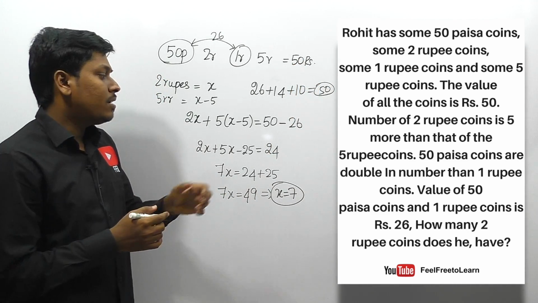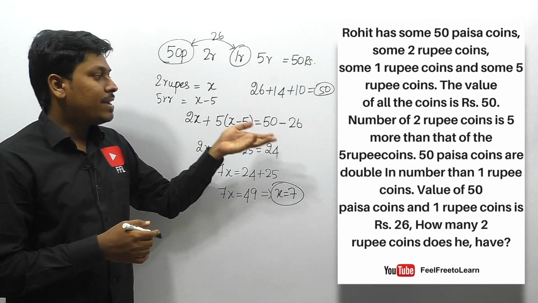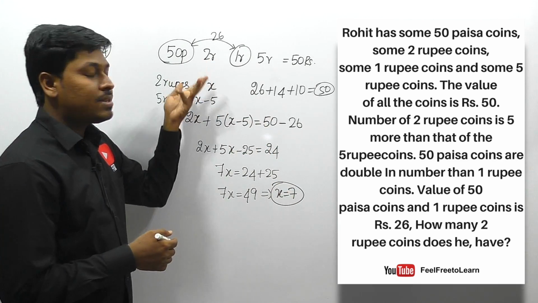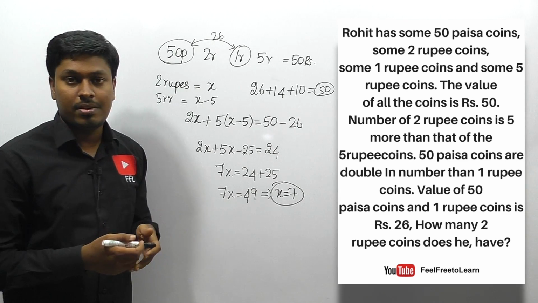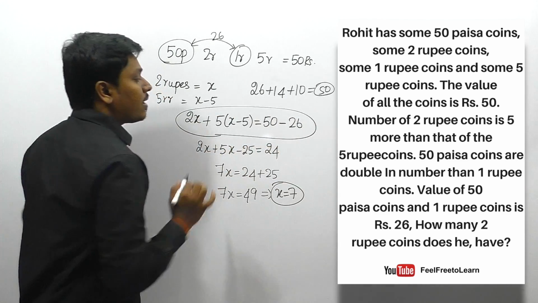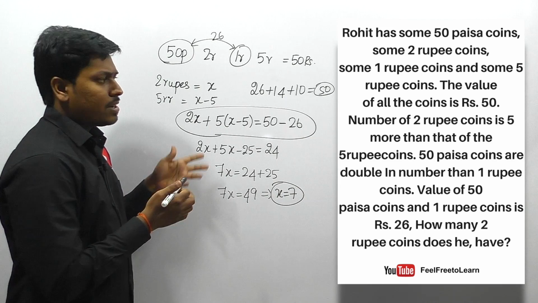Or otherwise you can go from the options: x is equal to 6, x is equal to 7, or x is equal to 8, and by substituting the values here, check whether we are getting 50 rupees or not. So friends, always remember that. Try to write this expression correctly. If you write this expression correctly, you can get this question right.